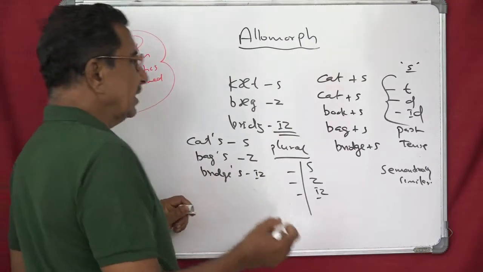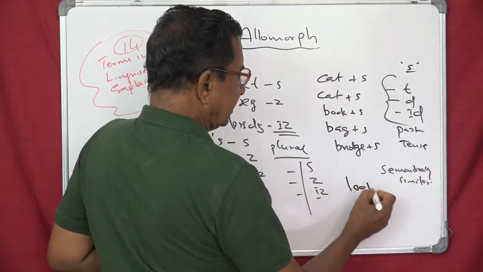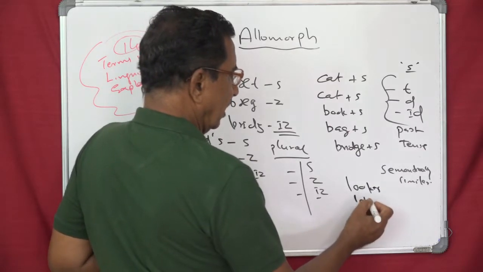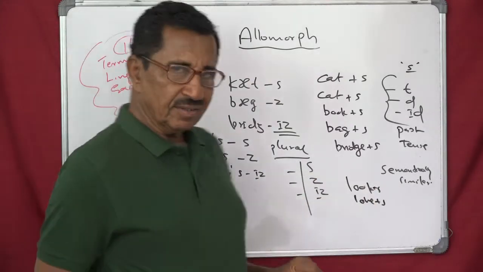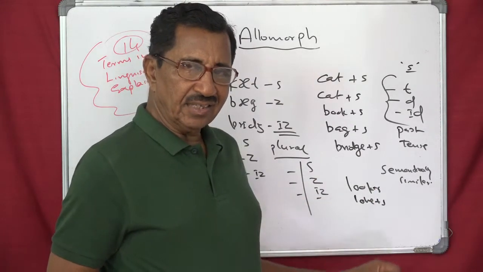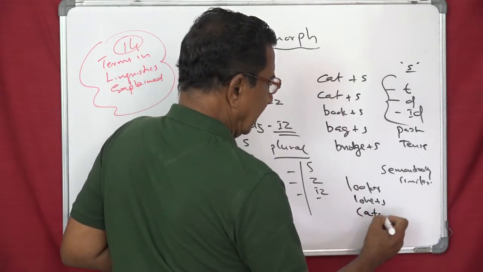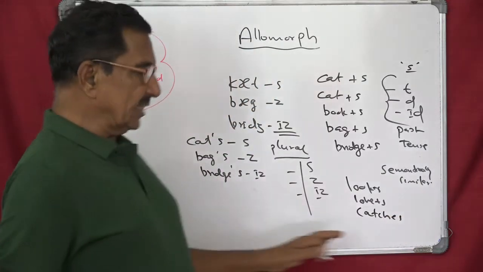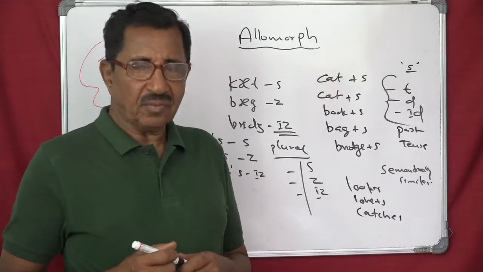See, you have got the looks. Look plus S, looks. Loves. Love plus S, loves. He loves. He looks. See, he loves. He then catches. So this is third person singular morphemes. The meaning is third person singular morpheme.